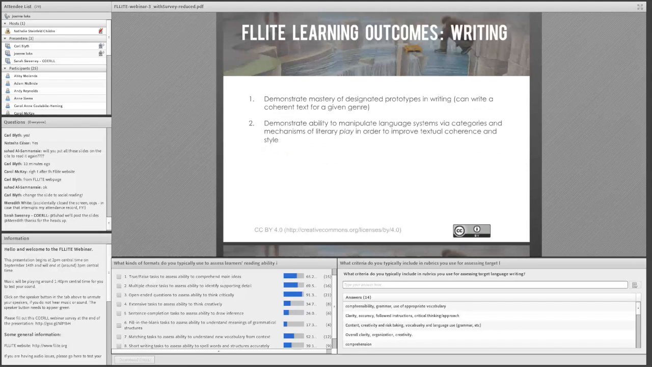Let's jump to writing. The outcomes for writing, the first is demonstrate mastery of designated prototypes. So can the student write a coherent text in a given genre? But the second is demonstrate ability to manipulate language systems through categories and mechanisms of literary play in order to improve textual coherence and style, right? This is bringing it all together.